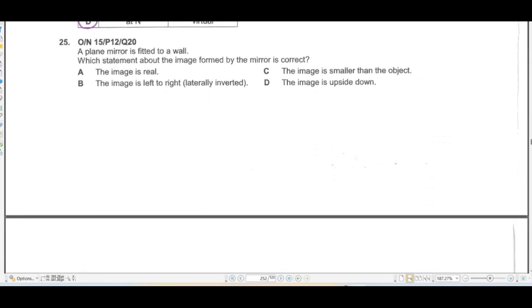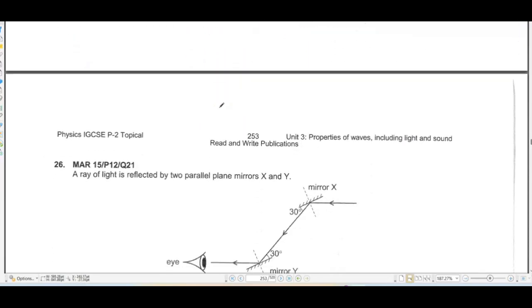Question number 25. The plane mirror is fitted to a wall. Which statement about the image formed by the mirror is correct? The image is real. No, it's not real. Is it left to right laterally inverted? Yes, laterally inverted is the correct option. The image is smaller than the object. No, the image size and the object size are the same, so this is not correct. The image is upside down. No, this is also not correct. It's laterally inverted, not upside down. So B is the correct option.